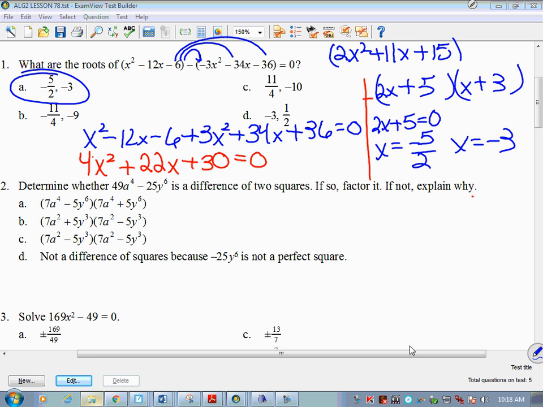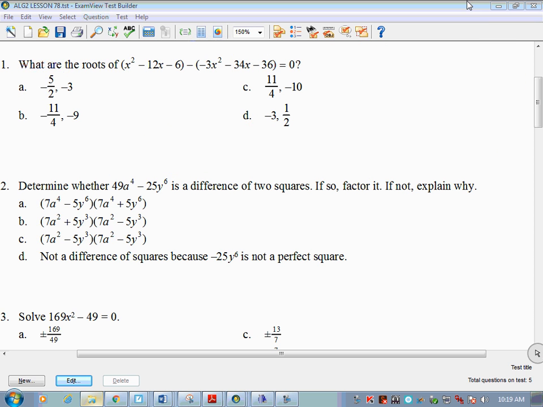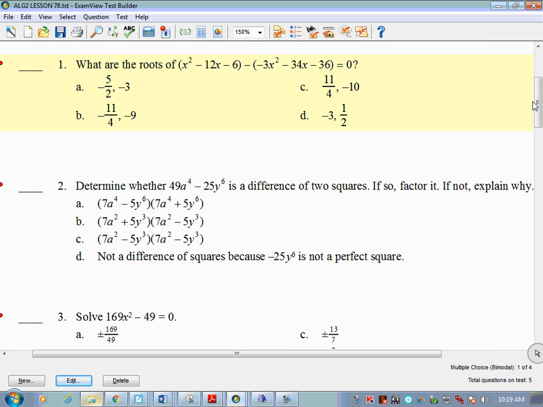This one, you have to make sure that your 2x plus 5 times x plus 3 is going to equal 2x squared plus 11x plus 15. You want to make sure that you're working with everything correctly, okay? All right, do we understand this? All right, the next set of questions I think are quite a little bit easier because they deal with what we've been talking about in our notes.